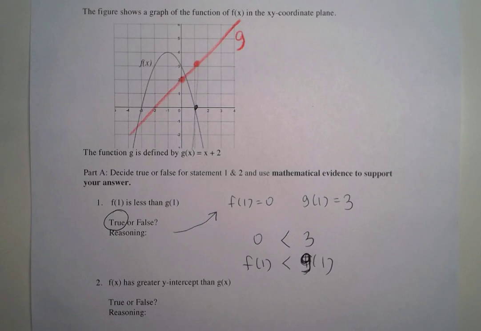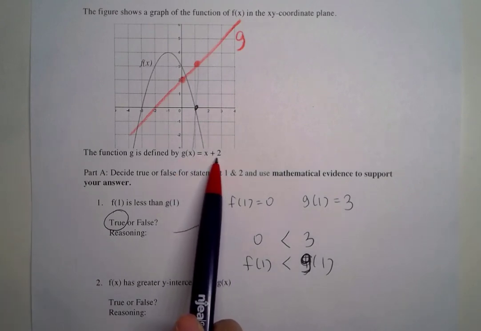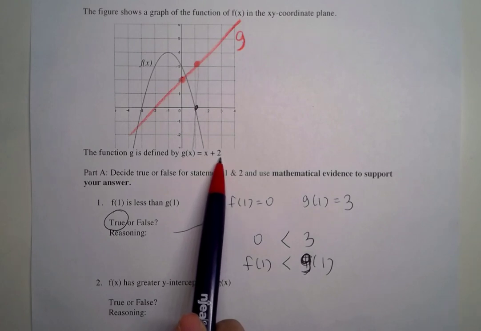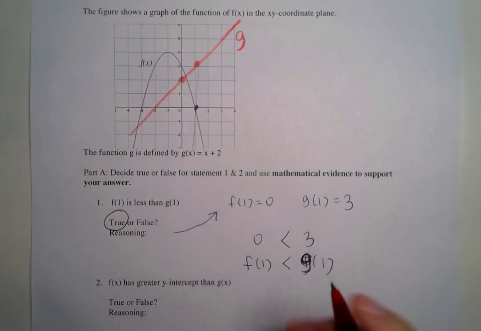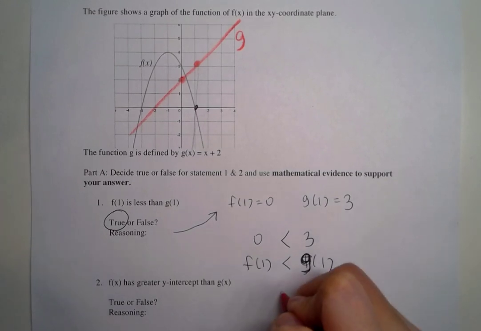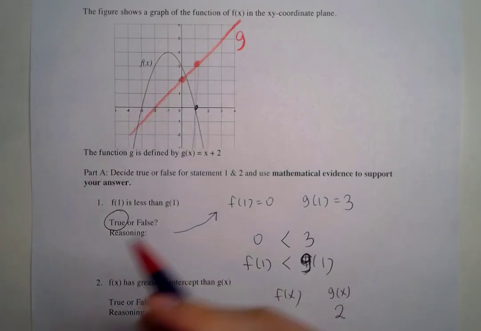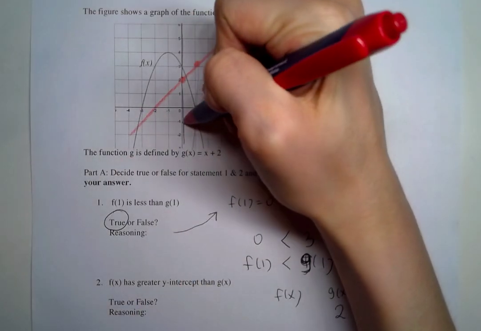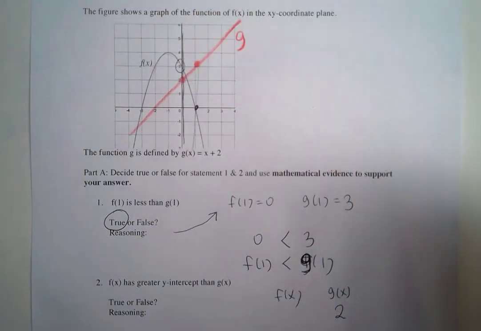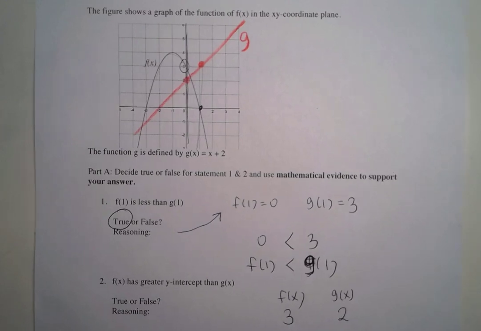And number 2: f of x has a greater y-intercept than g of x. Then we need to get the y-intercept. For g, we already know the y-intercept is 2, because this constant number is the y-intercept. So for g of x, my y-intercept is 2. And for f of x, look at the graph, guys. The y-intercept is on the y-axis, so for f, your y-intercept is 3.